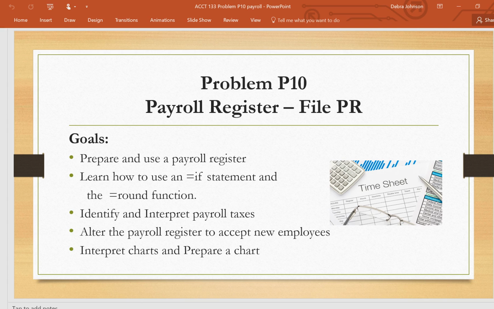The goals of this problem are to prepare and use a payroll register, to learn how to use an equals if statement, as well as the equals round function, to identify and interpret payroll taxes, to alter the payroll register to accept new employees, and to interpret charts as well as prepare a chart.